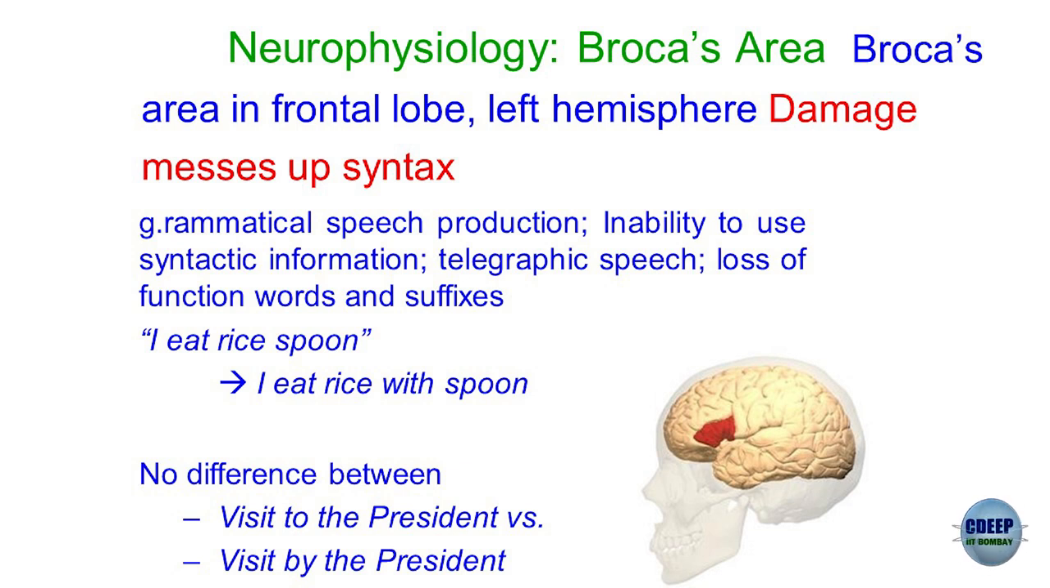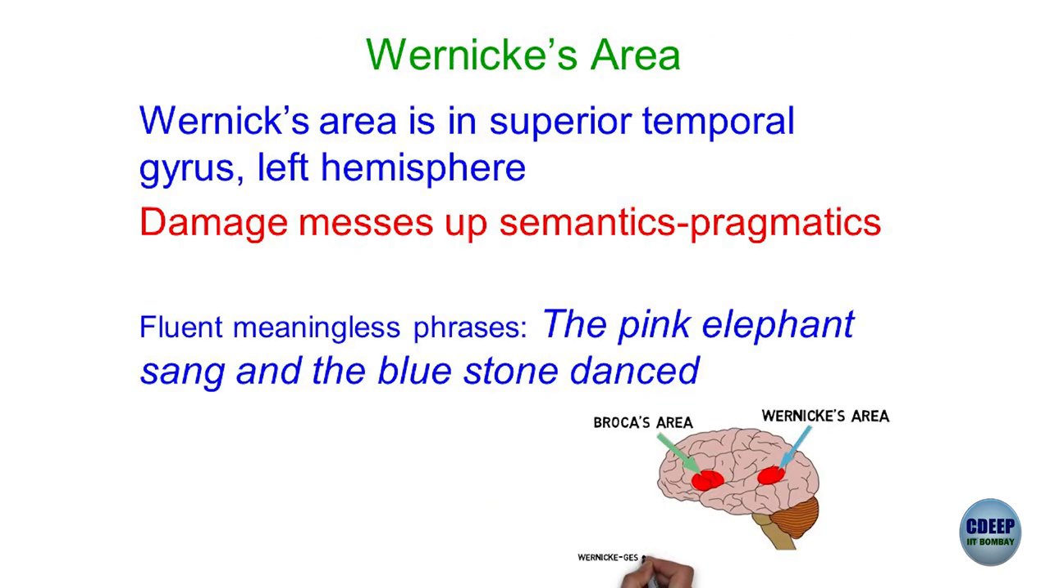And Wernicke's area has the complementary function. Damage there messes up semantics and pragmatics. Fluent meaningless phrases can be produced. The pink elephant sang and the blue stone danced. The grammar is perfect, but the sentence doesn't mean anything. So semantics gets impaired when there is damage in Wernicke's area. Broca's area and Wernicke's area have been probed and designated as the areas dealing with syntax and semantics of language. When Wernicke's area is damaged, it also interferes with pragmatics.